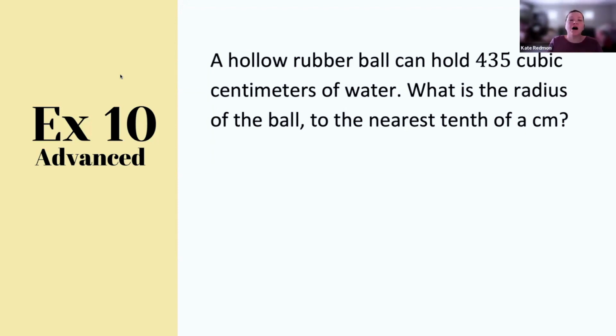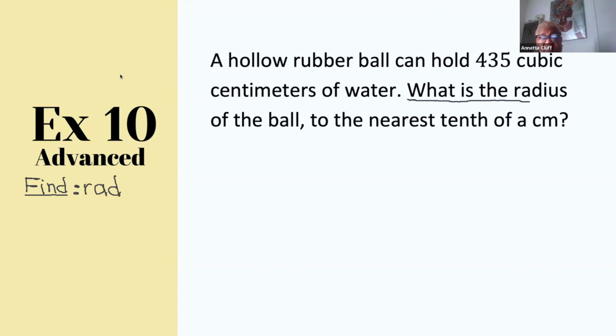Number 10. A hollow rubber ball can hold 435 cubic centimeters of water. What is the radius of the ball to the nearest tenth of a centimeter? What are they asking me to do or to find, Annette? Radius. Well, would it be the circle? It definitely has to do with circular things. So let's think about that.